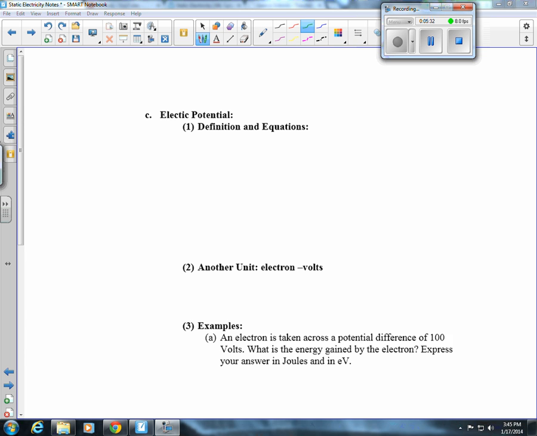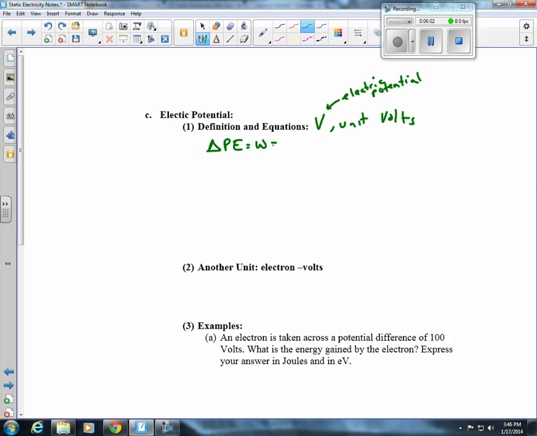All right, now we're going to start talking about something called electric potential. And electric potential is V, there's a letter for it, and the unit is volts. So it's actually not potential energy, it's something different. And I'm going to give you a couple equations here. The change in potential energy, which can equal the work done, is going to be Q times the change in voltage, and the V is KQ over R for a single point charge.